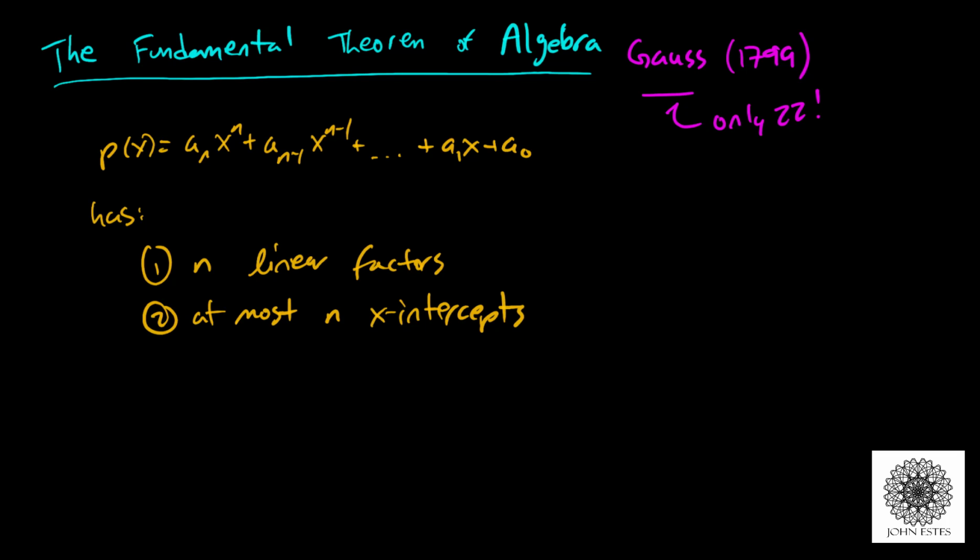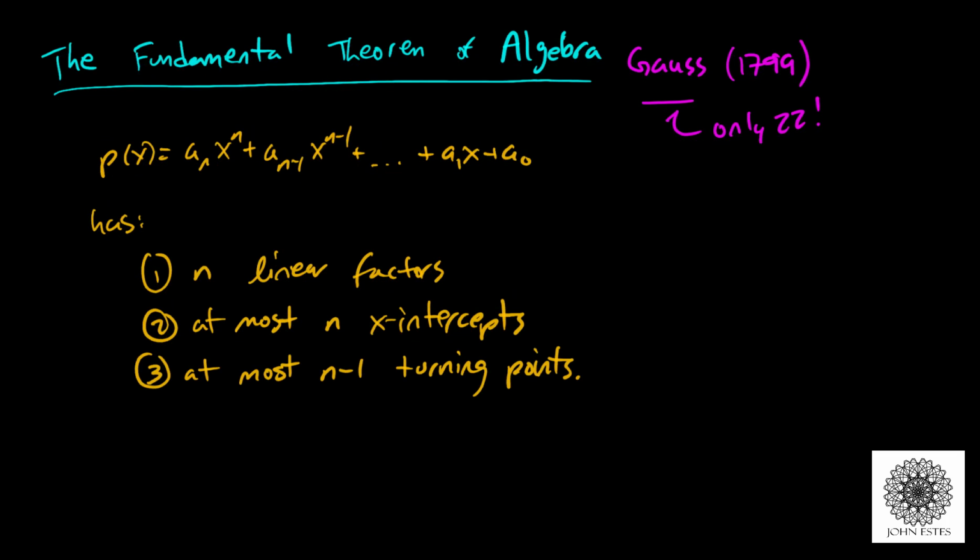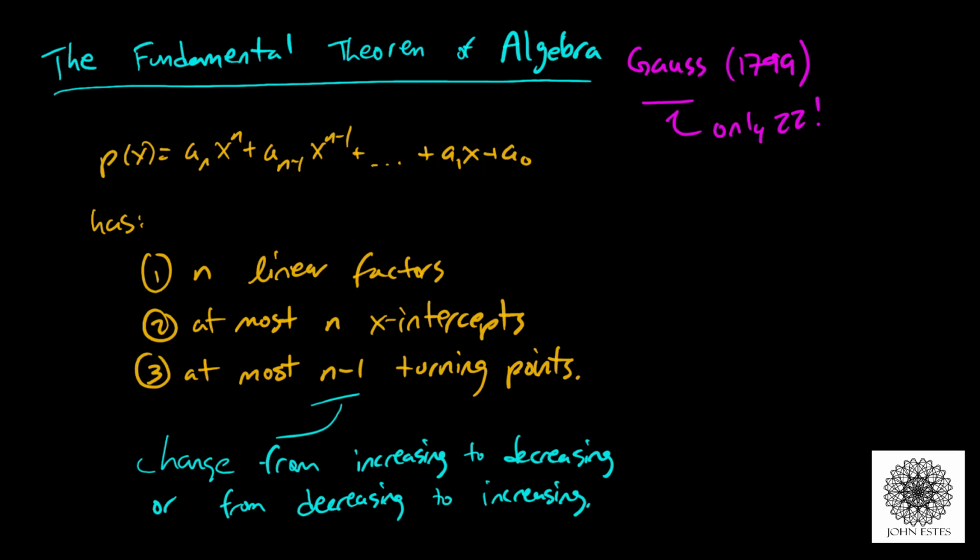Okay, the last thing this means is that we have something called turning points. We have at most n minus 1 turning points. And what we mean by a turning point is a place where we shift from going up to down. So these are the places where we change from increasing to decreasing, or from decreasing to increasing, either way. If you think about a graph, that might mean a peak and a valley. Okay, and this all comes from the fundamental theorem of algebra, and it tells us a lot about polynomials.